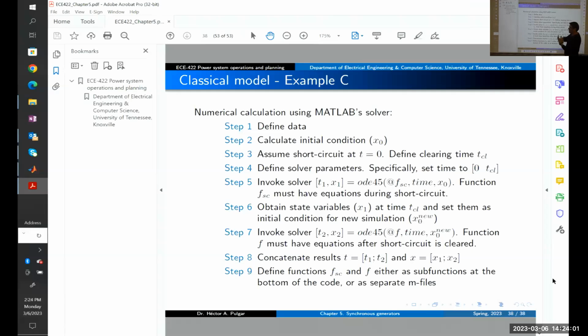Maybe we can define a maximum time step, but we also need to define the time. So the time of simulation of the short circuit is going to be between 0 and the clearing time. When we define that, we can invoke the solver. We're going to call these T1 and X1. That's during the short circuit. ODE45, that's the solver we will use.